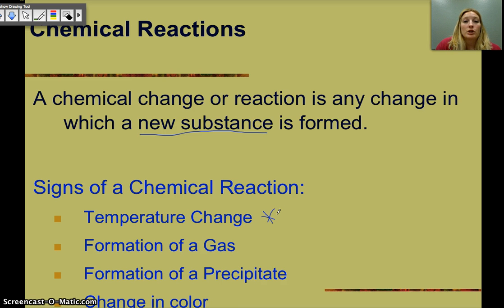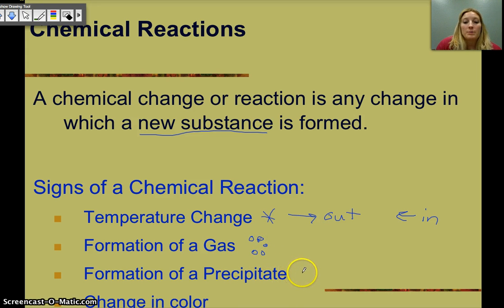Things that the temperature goes up in is called exothermic. That means heat is going out. And when the temperature goes down or it gets colder is called endothermic. Heat is going in, endo. A formation of a gas is another sign of a chemical change. You'll see this as bubbles being released most of the time.